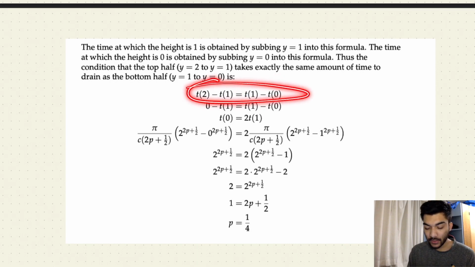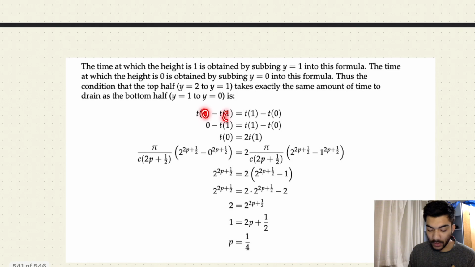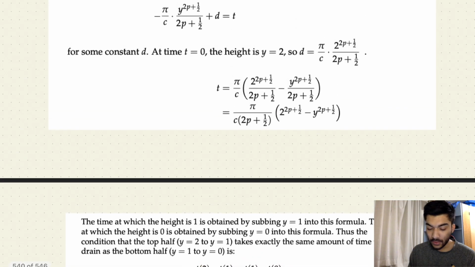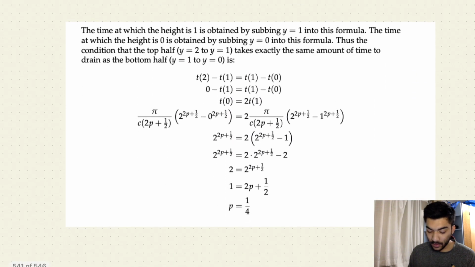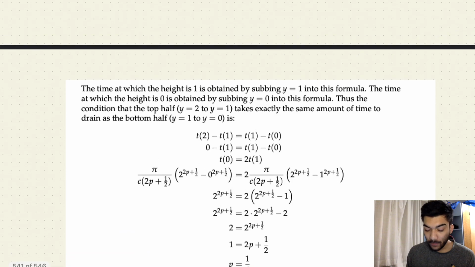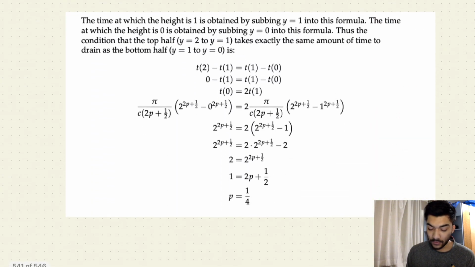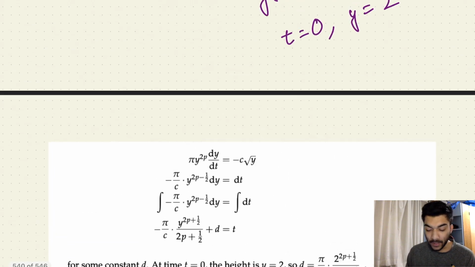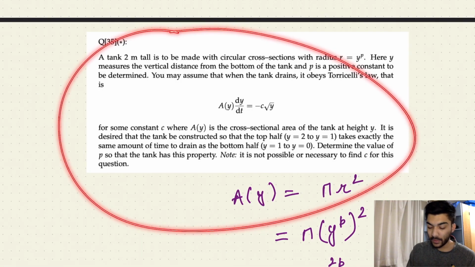So we have this condition over here, and if we substitute all these y values into this equation, we'll easily solve for p, where p would be simply equal to 1 by 4. So p equals 1 by 4 will be your final answer to this question.